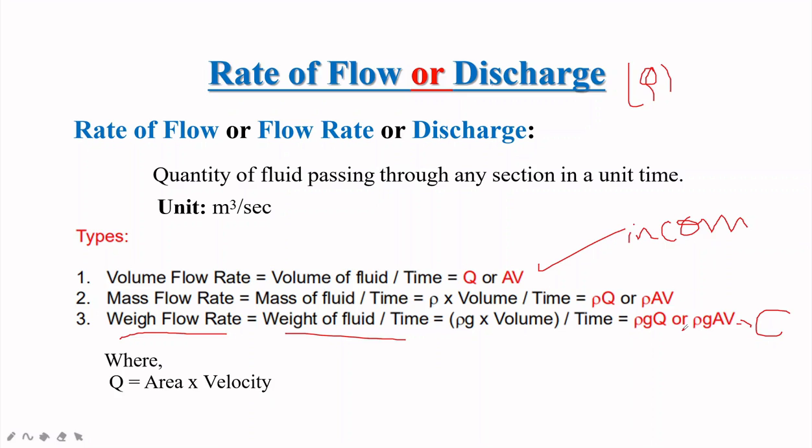Next, Q is defined as what? Area into velocity. This is the formula. Area into velocity. What is Q? Q means discharge. Discharge is equal to area into velocity.